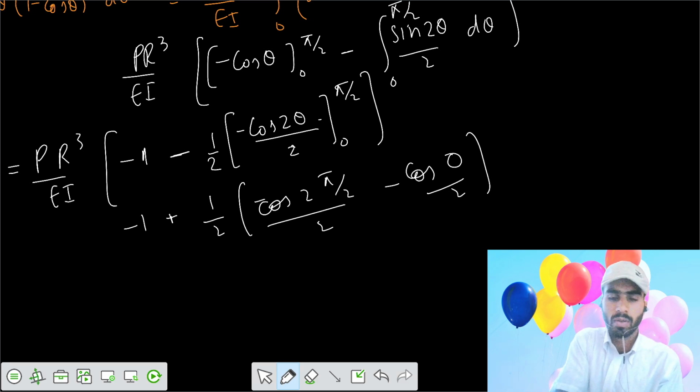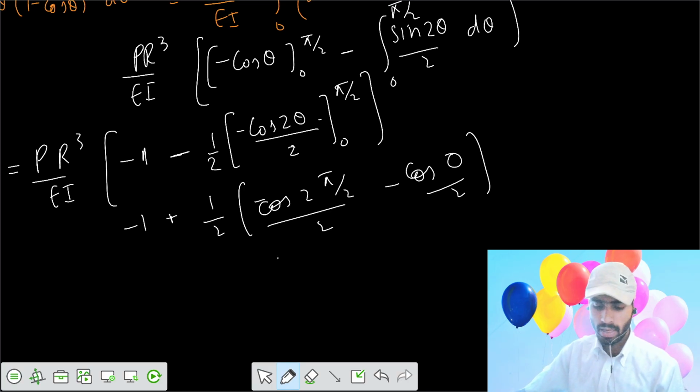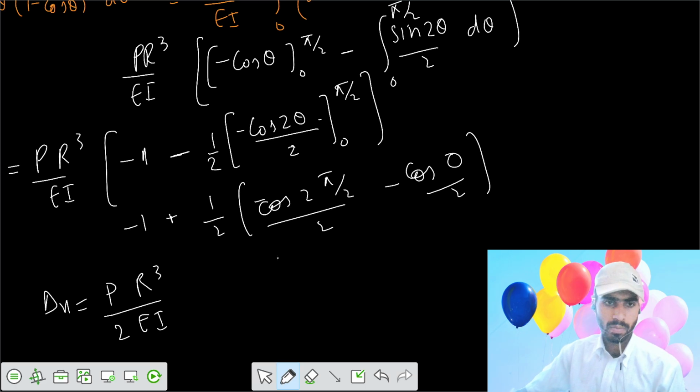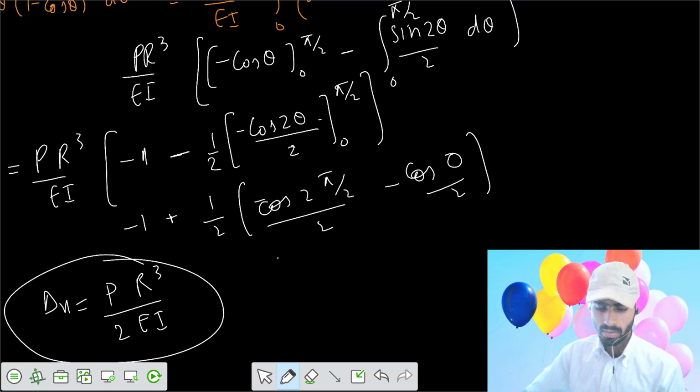That becomes cos of pi becomes minus 1, and minus 1 by 4, and minus 1. Finally you get the value that delta horizontal is PR cube by 2 EI, PR cube by 2 EI into minus 1, cos theta minus 1, minus 1.